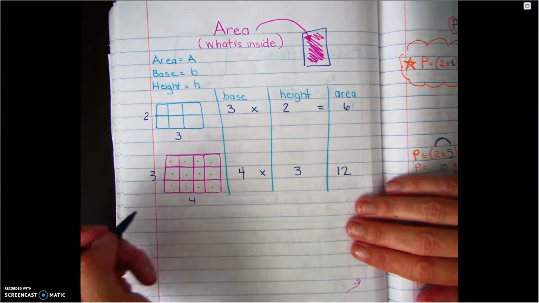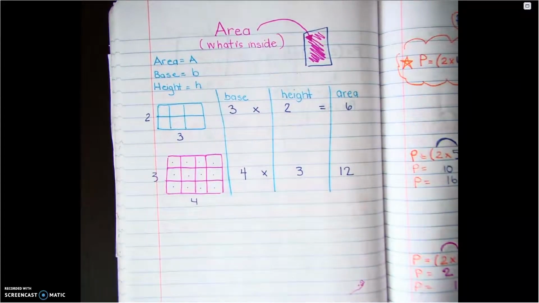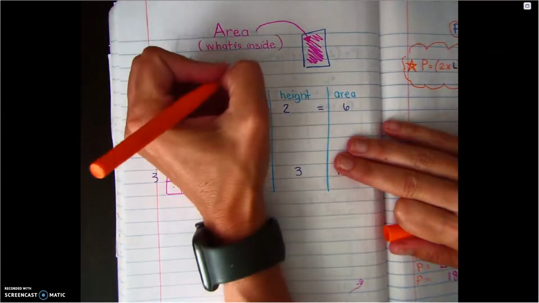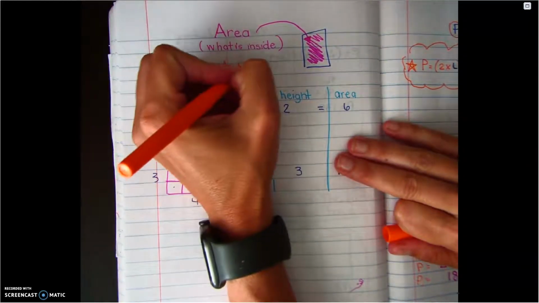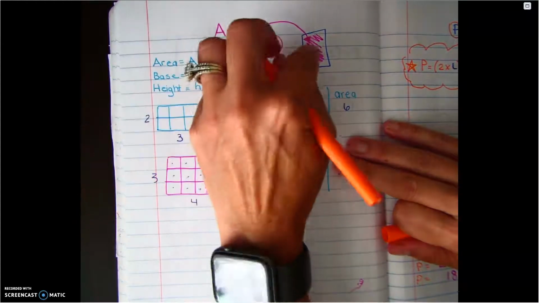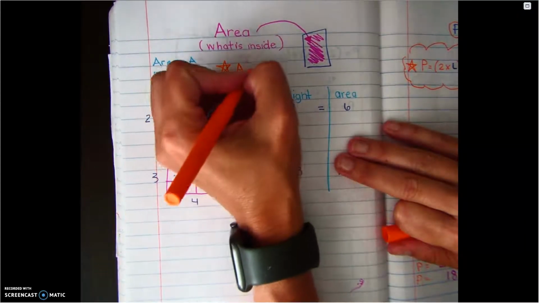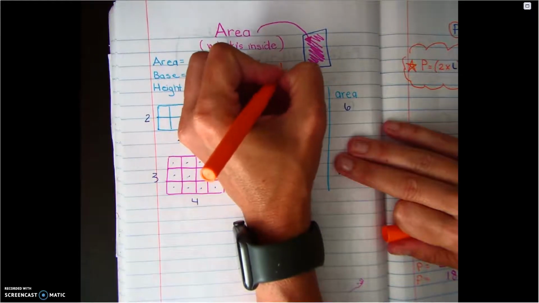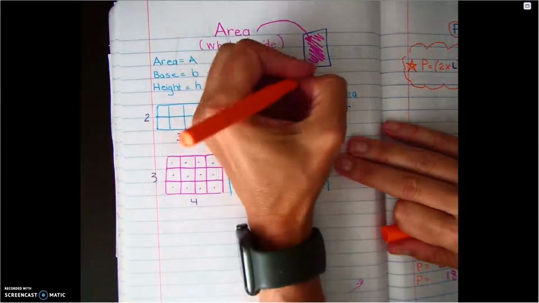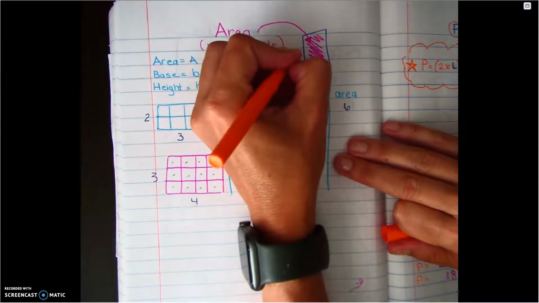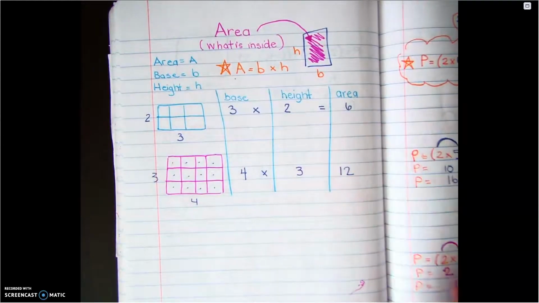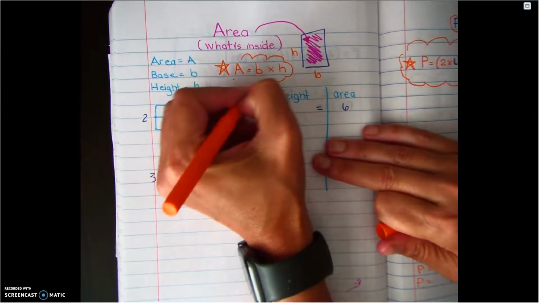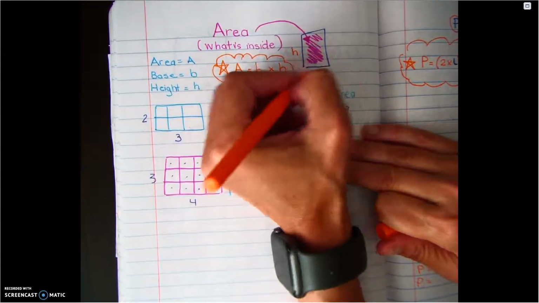So our formula, remember how I said we're into formulas now? Our important formula to remember is A for area. If I asked you for the area, that's how much to fill in the inside, equals base times height. So the base times the height is going to give us area. Area is what's inside, and the perimeter is what's around.